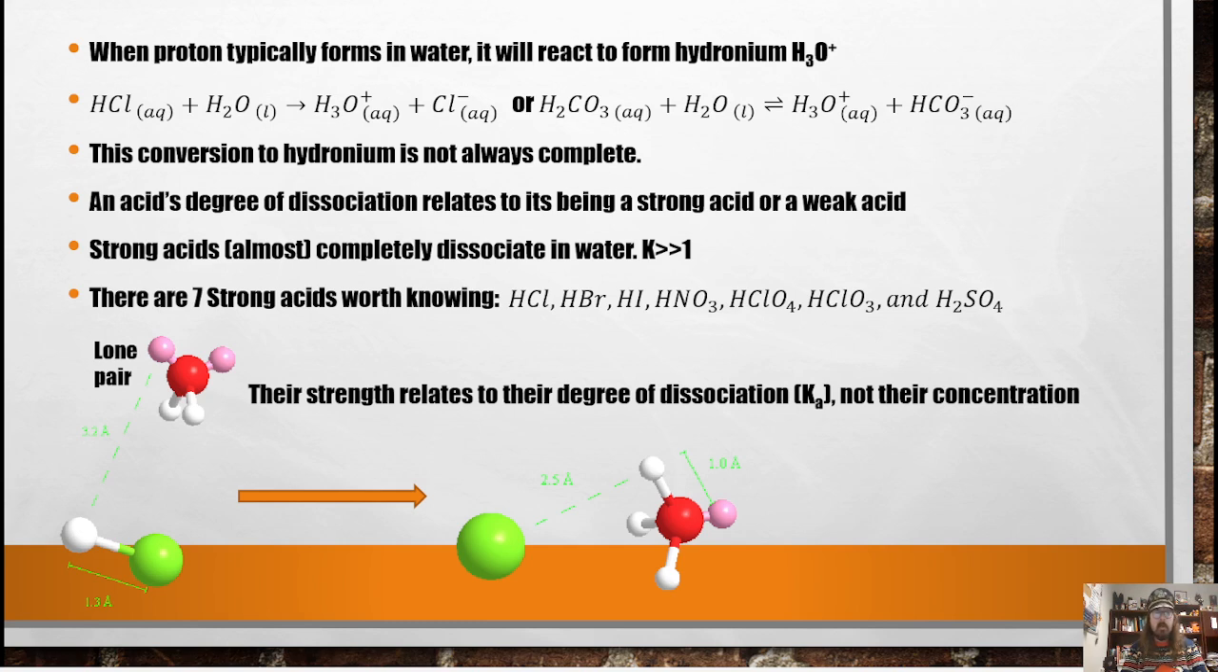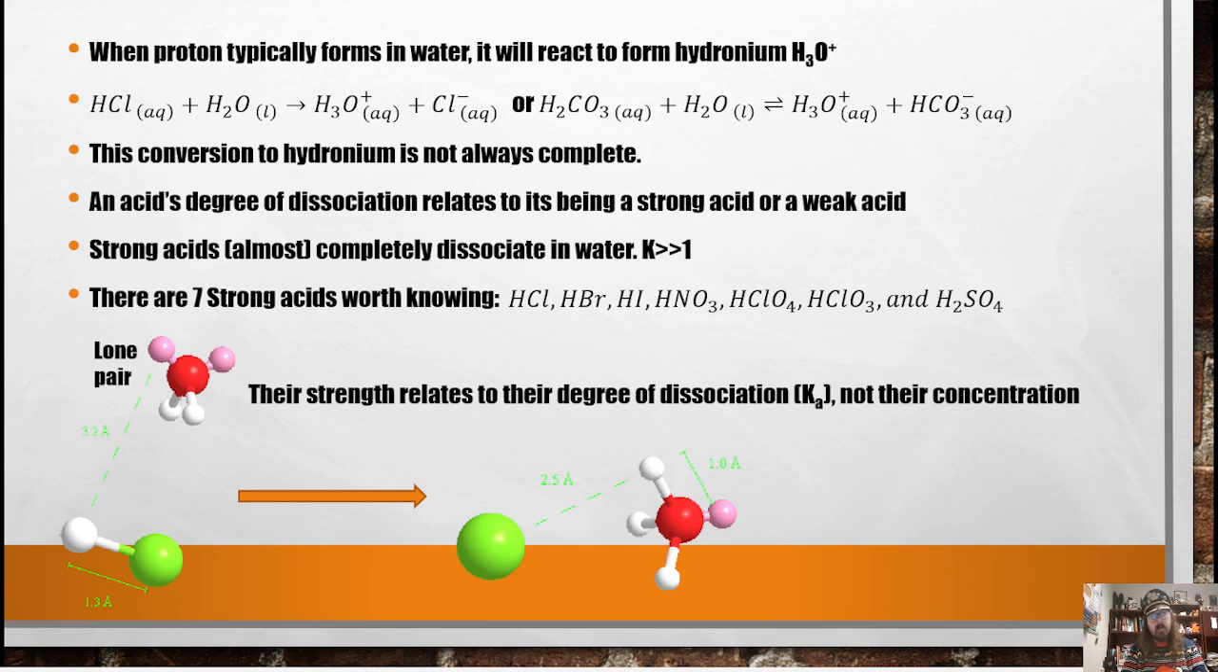Essentially, with a strong acid, we assume that the K is very, very large, much greater than 1. So that means our products are almost 100%, and we have essentially less than 1% of our reactants left unreacted. There are 7 strong acids worth knowing. Now, that doesn't mean there aren't stronger acids out there, it's just these are the most common ones.